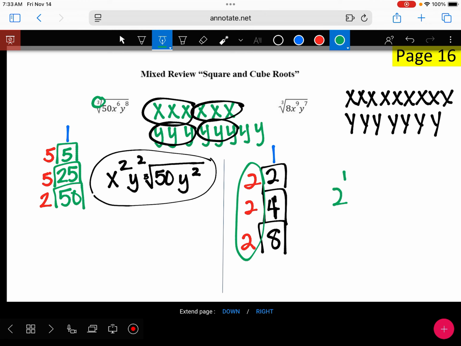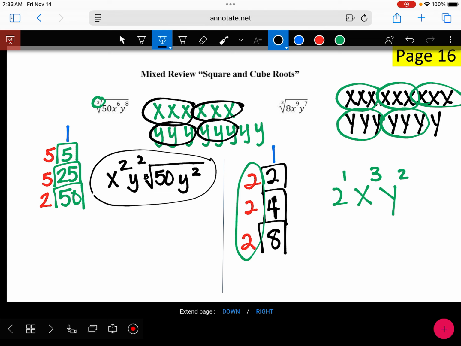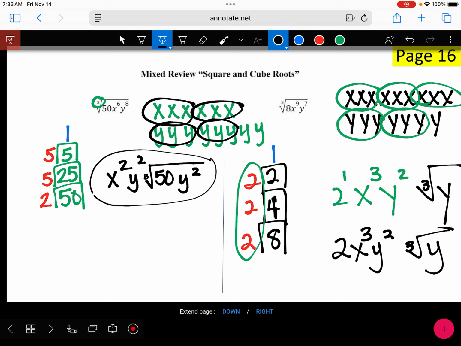For the x's, I have 1, 2, 3 that can come out, 3 sets. For your y's, I have 1, 2. So the only thing that has to stay is that 1 y that's left over. Okay. Any questions so far?